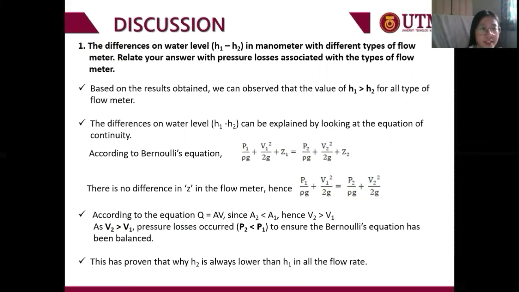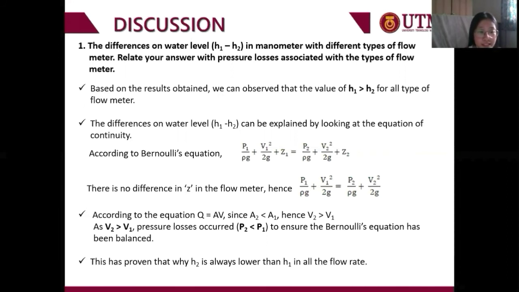Discussions. The first discussion is the differences in water level in the manometer with different types of flow meter. Based on the results obtained, we can observe that the value of H1 is always greater than H2 for all types of flow meter. The differences in water level can be explained by looking at the Bernoulli equation: P1 over rho g plus V1 squared over 2g plus Z1 equal to P2 over rho g plus V2 squared over 2g plus Z2.